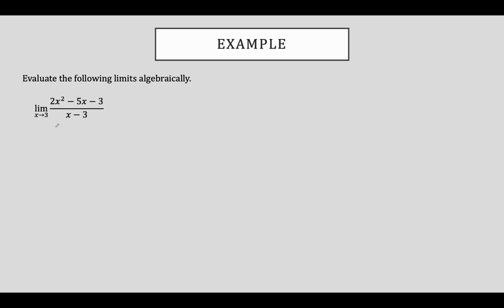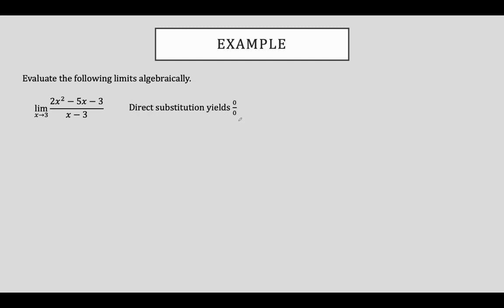All right, let's try one more here. Evaluate the following limit algebraically. The limit as x approaches 3 of 2x squared minus 5x minus 3 divided by x minus 3. Again, we always begin with direct substitution. We plug in 3 for x. Well, this would be 2 times 9, which is 18, minus 15 would be 3, minus 3 gives us 0 in the numerator, divided by 3 minus 3, 0 divided by 0.